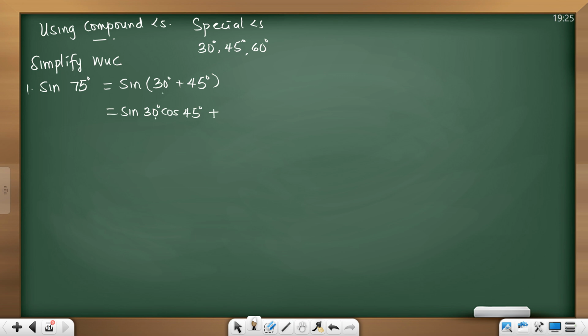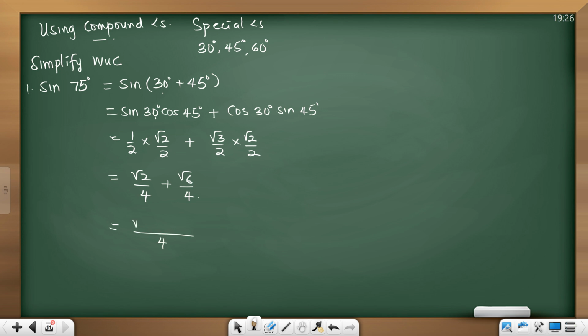Always start with the 30 that is in front. Cos 30 sine 45. They expect us to know all of this. What is sine 30? Half. Times root 2 over 2. What is cos 30? Root 3 over 2. Once you get to this point, you can put it in a calculator, but I'm not going to do that. Root 2 over 4 plus root 6 over 4. What is the denominator? 4. And what do you have?